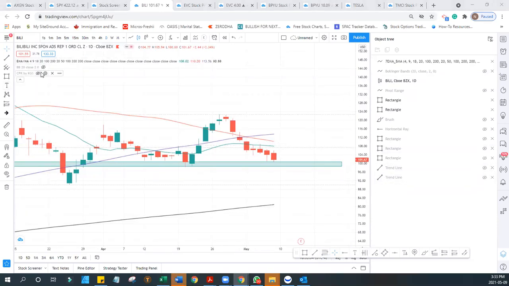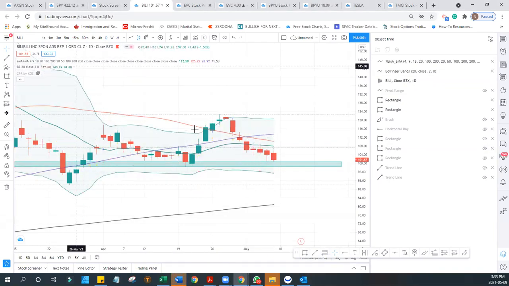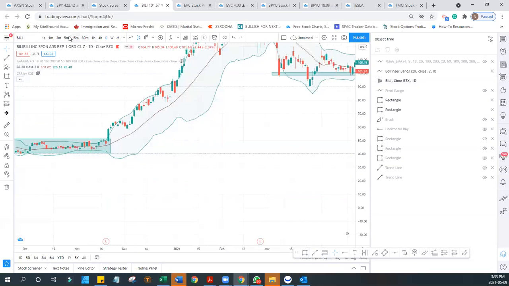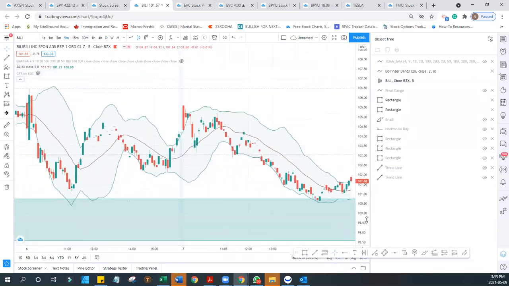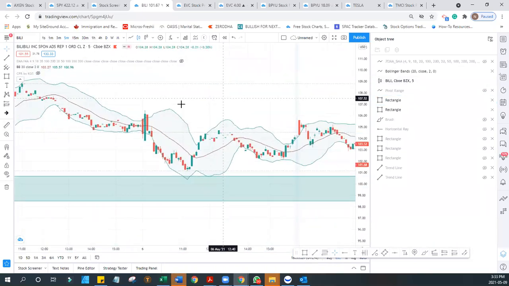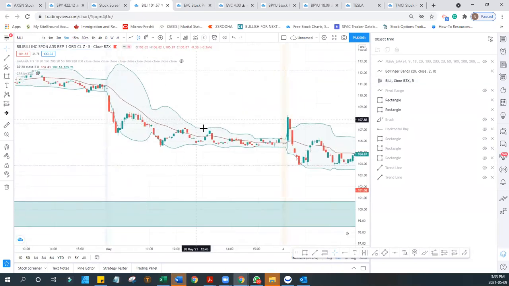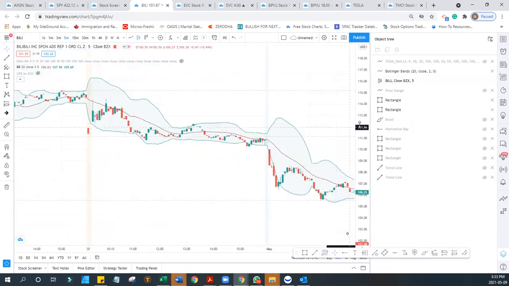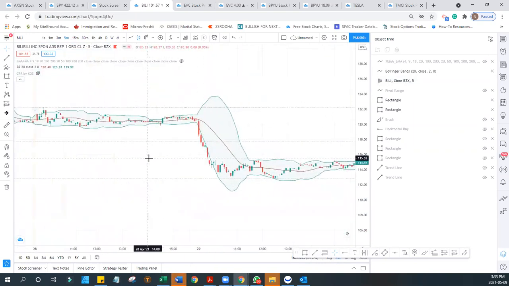But if you are day trading, when you have this BB, I'm going to turn off this one. The only thing you need to focus on here is the squeezing. Whenever the band is getting squeezed, there are chances the price is going to go up or down. It's not visible here. This is probably a better example.